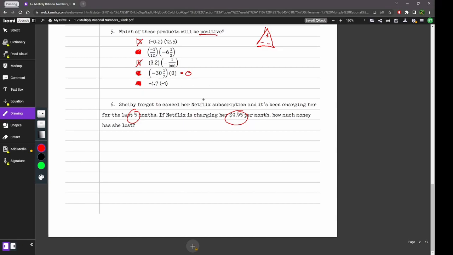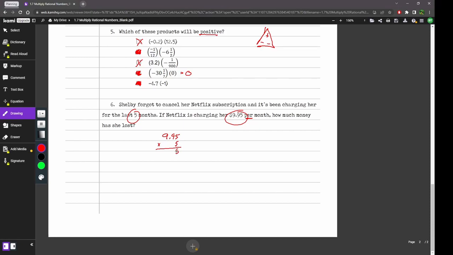If I don't immediately know that this is a multiplication problem, the words are what's going to tell me that. This per right here is telling me that this is a multiplication problem, per month. For every month, she's being charged this. So I'm going to do $9.95, and I'm going to multiply this by 5.